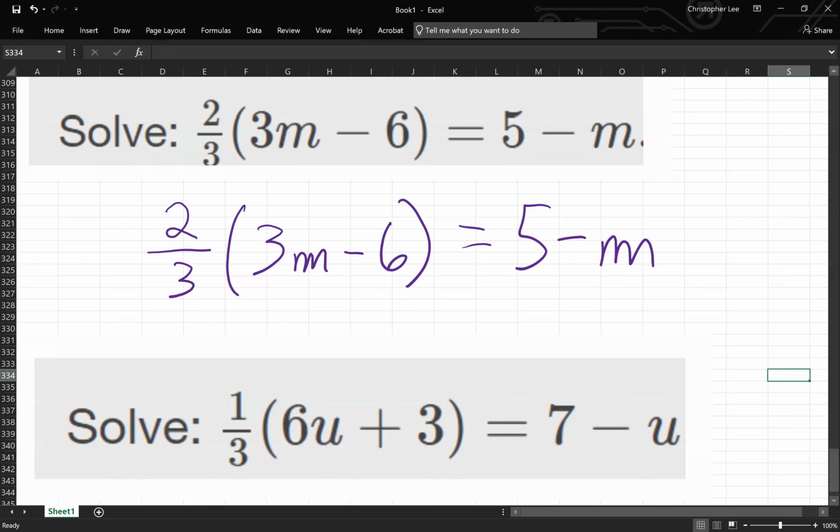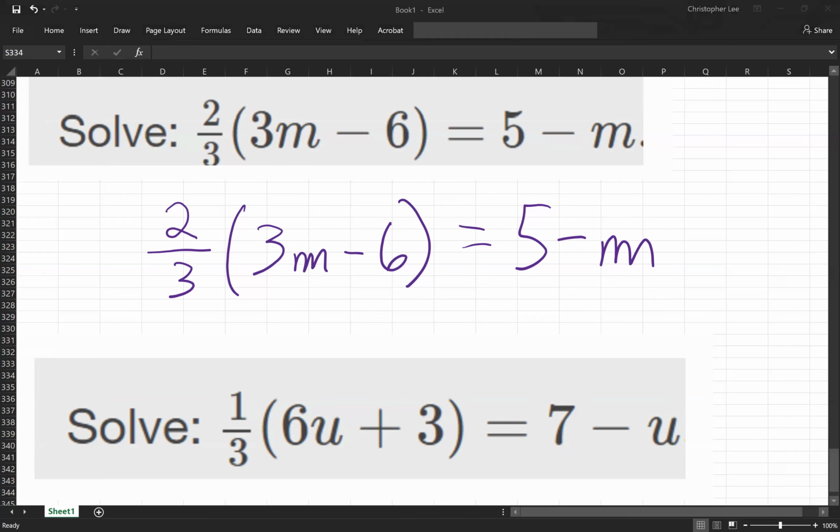But give me a second real quick. Try those two problems. It's the same strategy, nothing's changed.